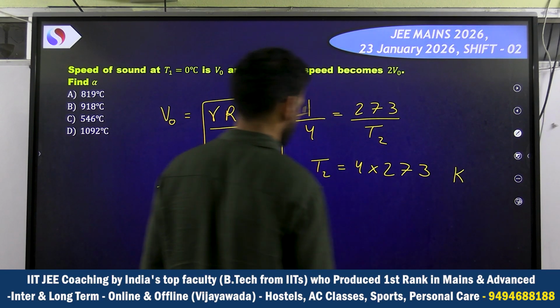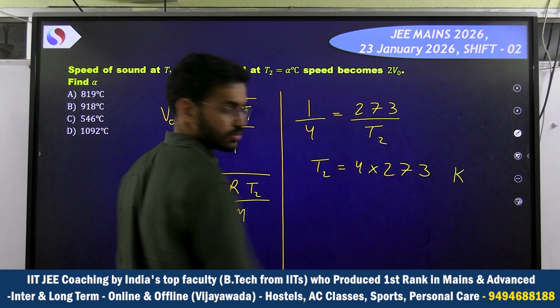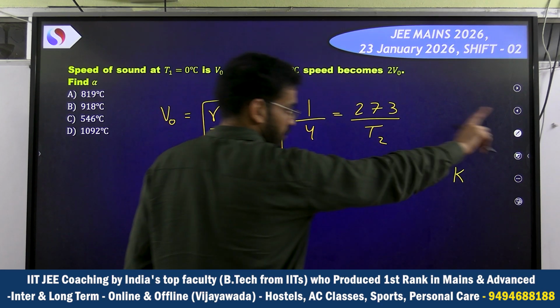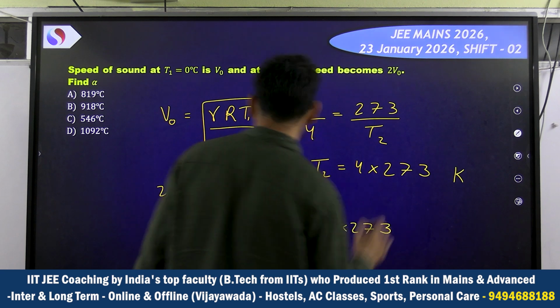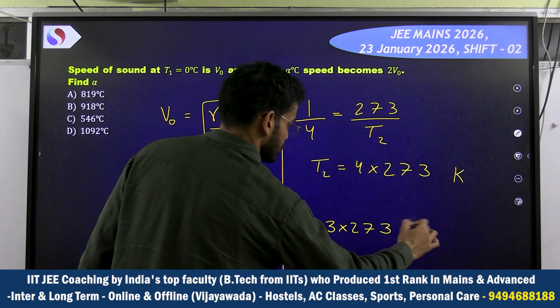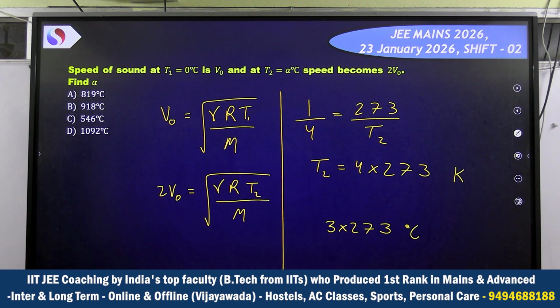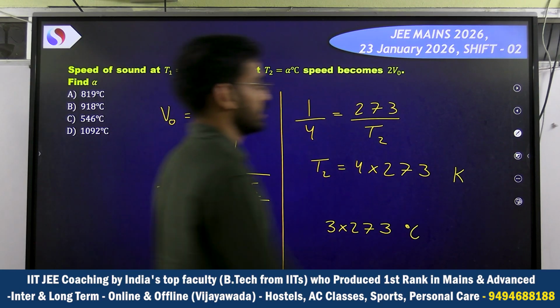This is in Kelvin. Okay. So you convert to degree centigrade. So minus 273: 4 into 273 minus 273. That will be 3 into 273. Okay, this is your answer in degree centigrade. So accordingly we can tick it. I hope this is clear. Next.